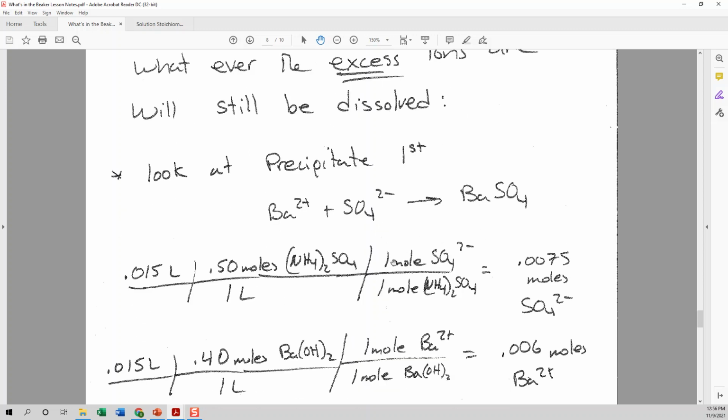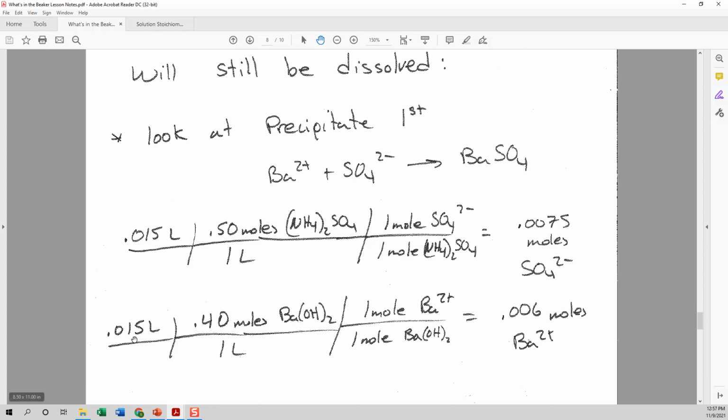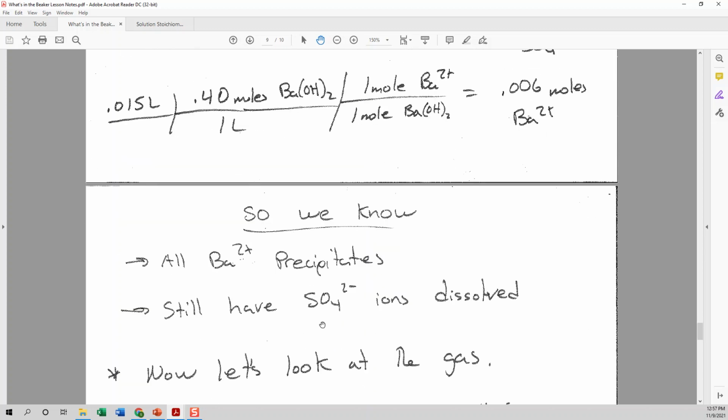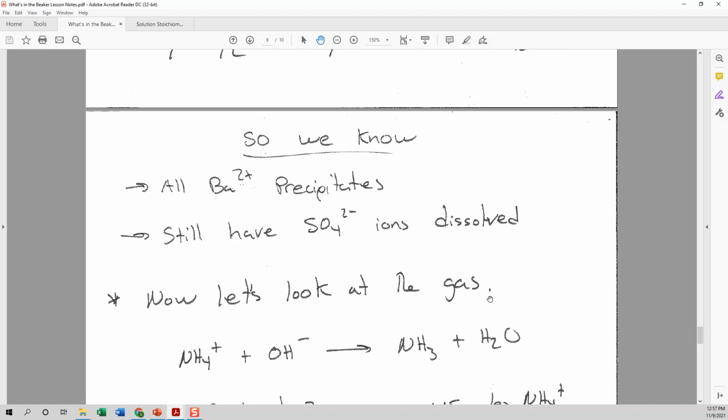So this is the calculation to figure out how many moles of sulfate we started with, right? With liters times molarity times the subscript of sulfate, which is 1, will give us moles of sulfate. And liters times molarity times the subscript of barium will give us moles of barium. And just like before, what that means is all the barium will precipitate out and we'll run out of barium, but we'll still have sulfate. Okay, so we know we still have sulfate ions dissolved.